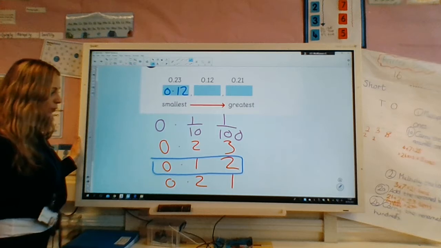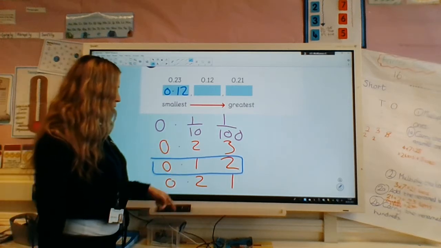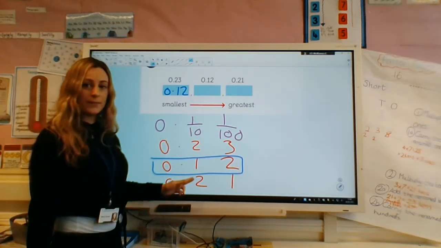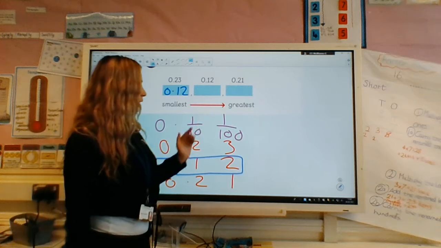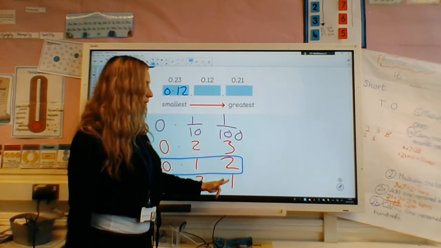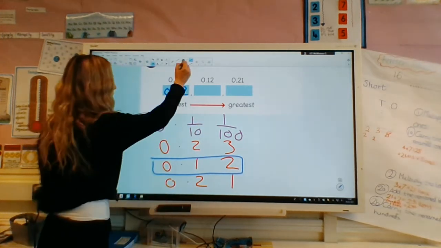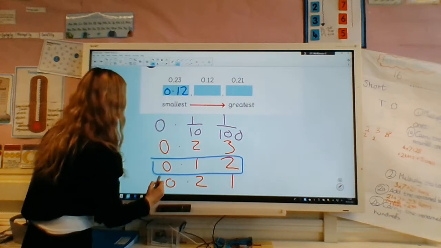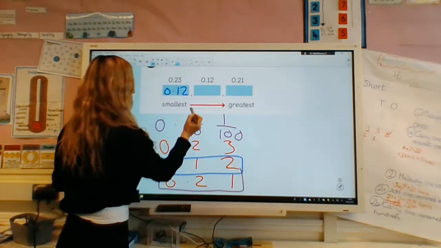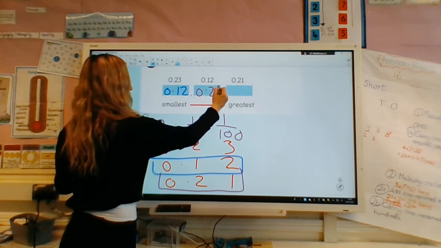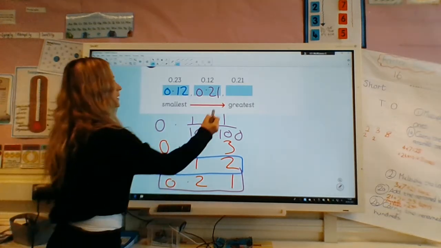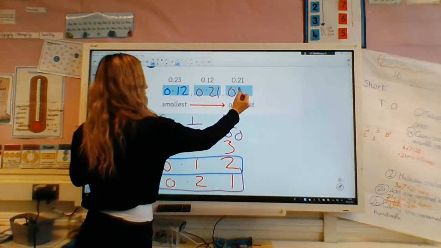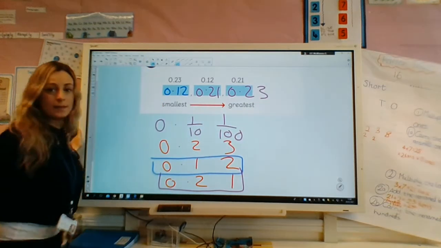0.12 is the smallest. Now the 2 left over, they've both got 2 in, so they're equal there. Then I'm going to look in the hundredths. One's got a 3 and one's got a 1. 1 is the smallest, so 0.21 is the next smallest, and that just leaves 0.23 as the biggest.